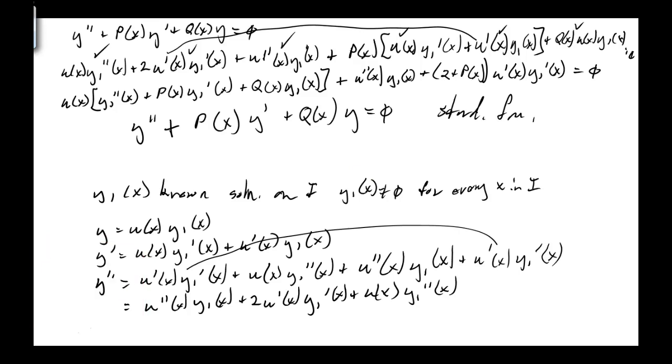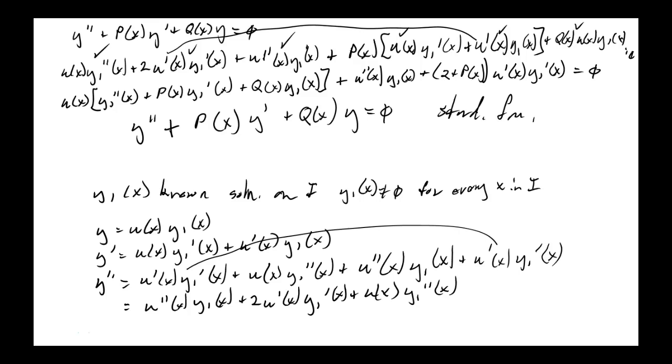y1 of x is a known solution for this differential equation. Remember, that's where we started. It's a known solution. That means when you put the y1 in here, you get 0, right? Yes, sir. Okay. Well, looky here.